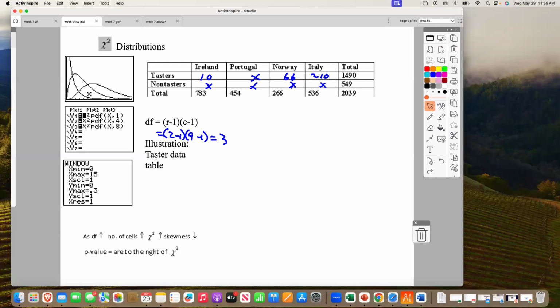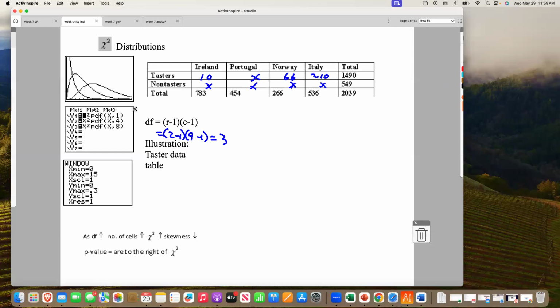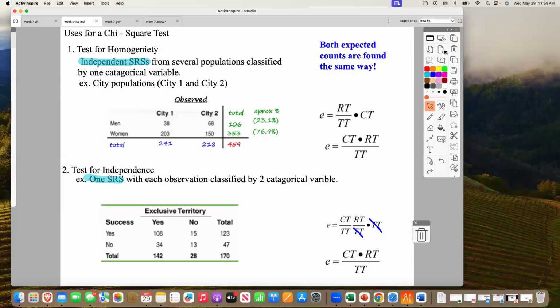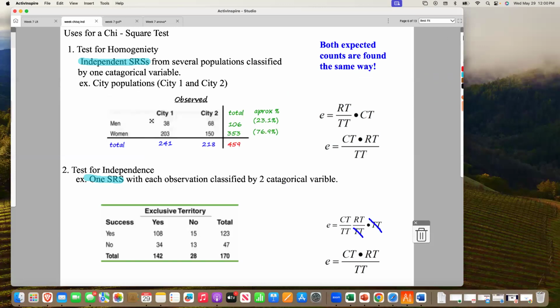And we already talked about these being skewed. And as the degrees of freedom increase, in this case, this one right here would be 8 degrees of freedom, this would be 4 degrees of freedom, and this would be 1 degree of freedom. But as the degrees of freedom increase, the skewness decreases, and the distribution becomes more like a normal distribution. Okay, so we kind of already went over this.